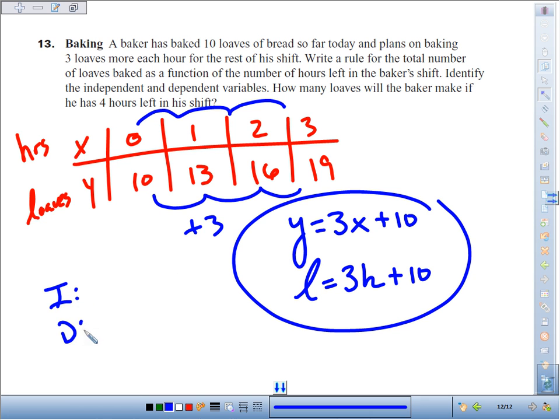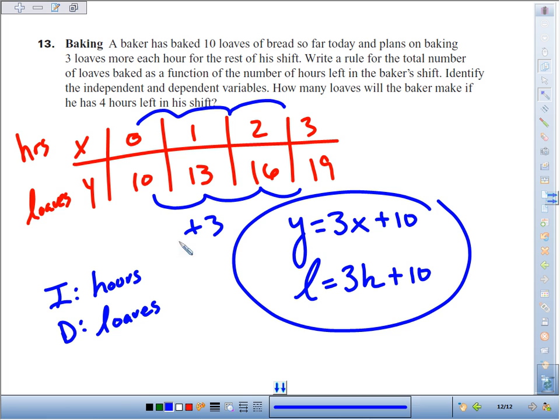What's the independent variable? What's the dependent variable? I like to start with the dependent. What depends on what? Well, the number of loaves of bread you have depends on how many hours you've been cooking. So the dependent variable is the loaves of bread. The independent variable, what controls the number of loaves of bread we have, that would be the number of hours that we've been baking for.